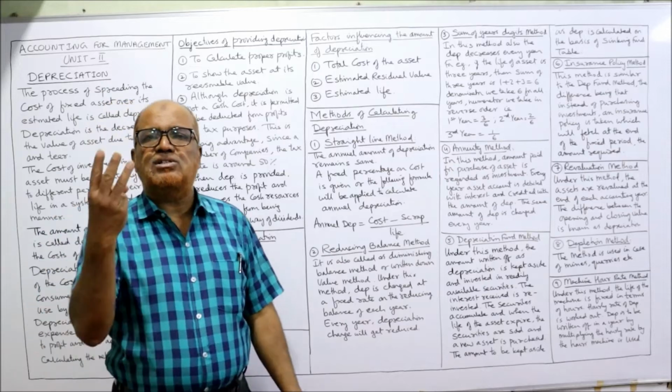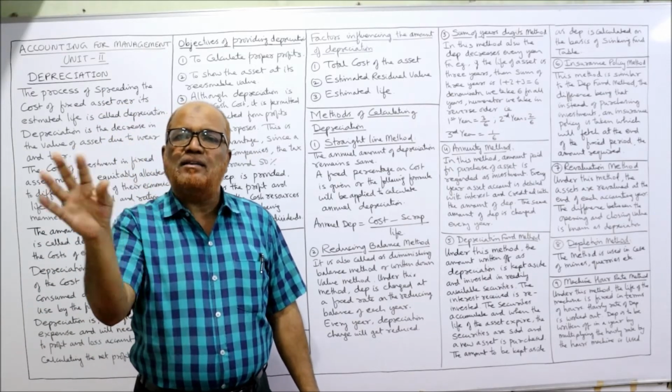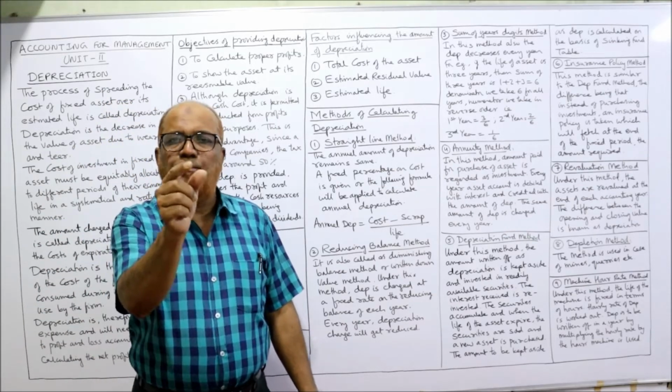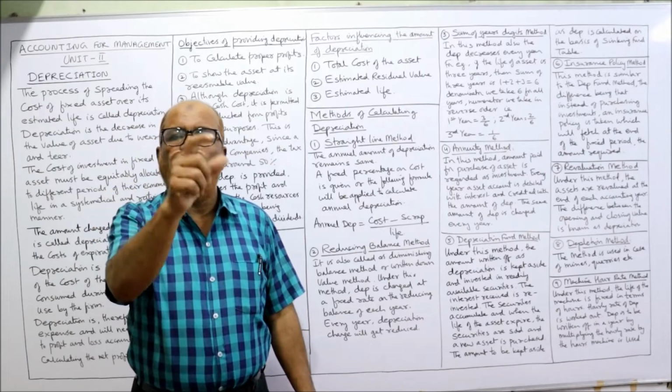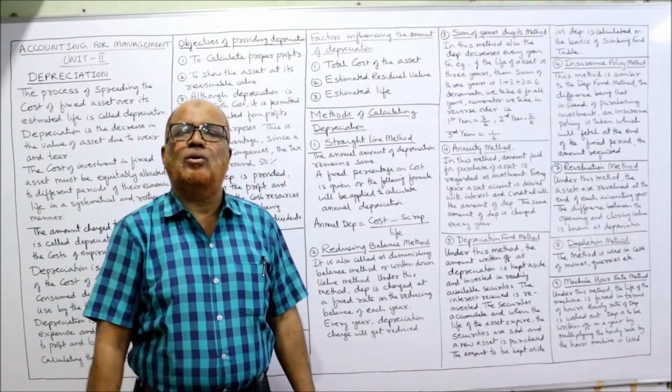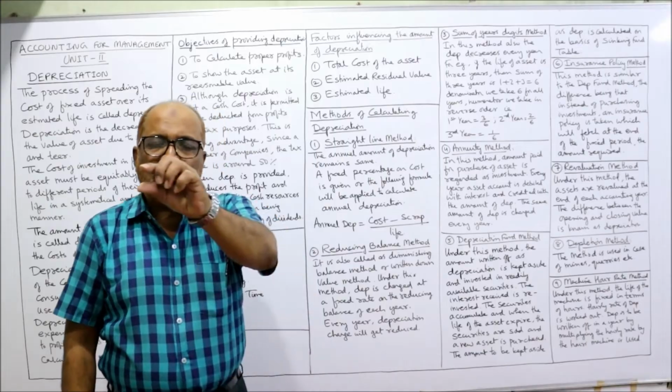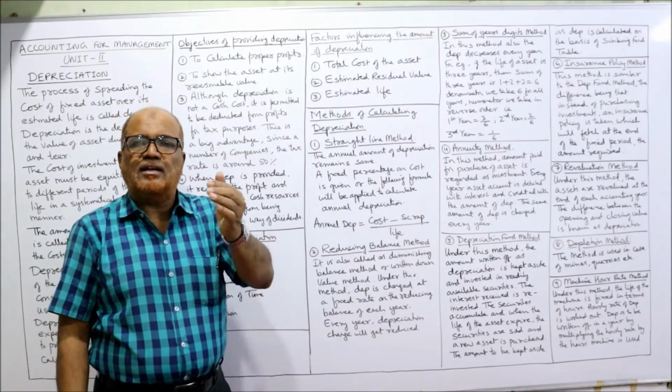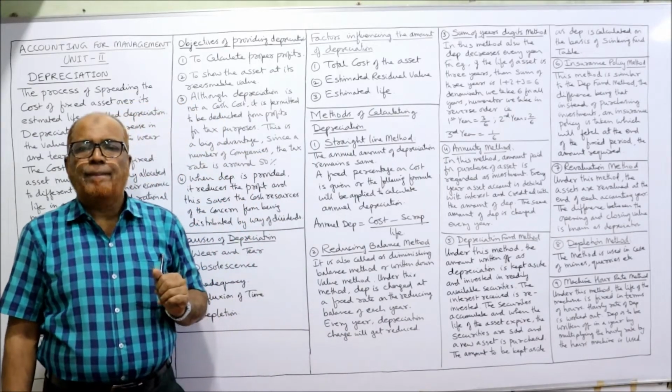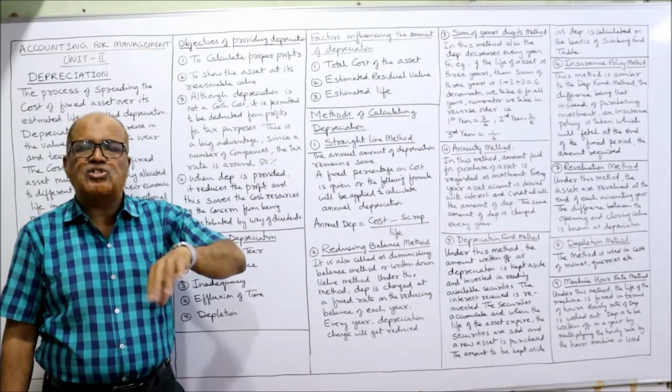Suppose the life of the asset is 3 years. So we add the digits. First year plus second year plus third year: 1 plus 2 plus 3 is equal to 6. The total of the digits is 6. Now we take the denominator as 6, and the numerator will be taken from the reverse order.